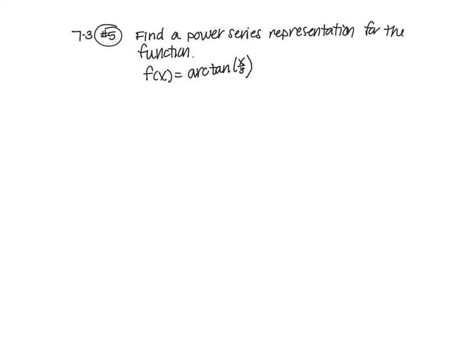Okay, so for this problem, number 5 on 7.3 says find a power series representation for the function f of x equals the arctangent of x over 3. We don't know a power series for this just yet, but what we do know is that if I take the derivative of f, I get 1 over, I'm going to ignore the x over 3 for just a moment, 1 over 1 plus x squared.